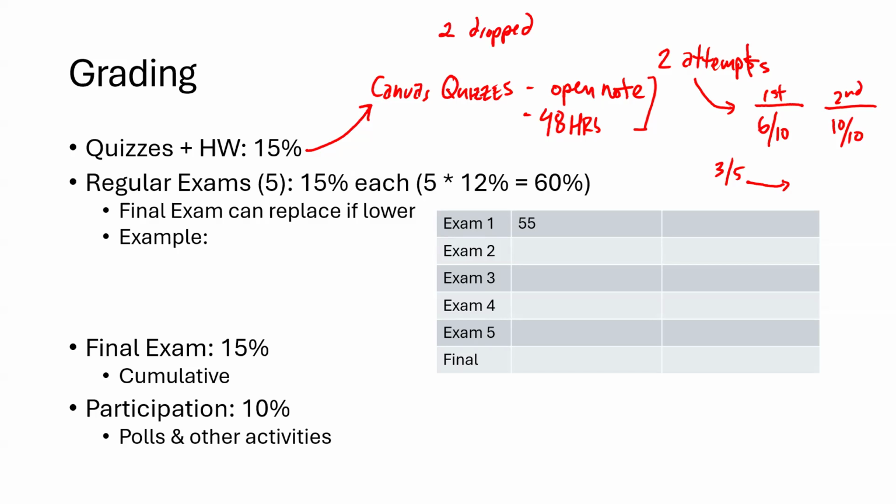Now, when it comes to the 2 attempts, let's say that you get a 6 out of 10 on the first one and a 10 out of 10 on the second one. Well, then the 10 out of 10 is what is going to be used for your grade calculation. These are going to be worth a grand total of 15%.